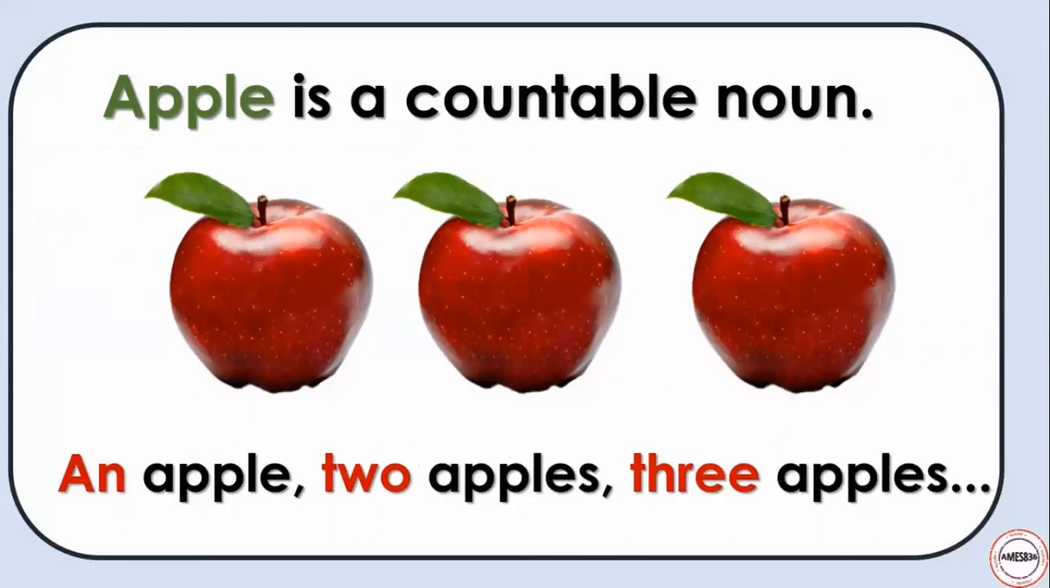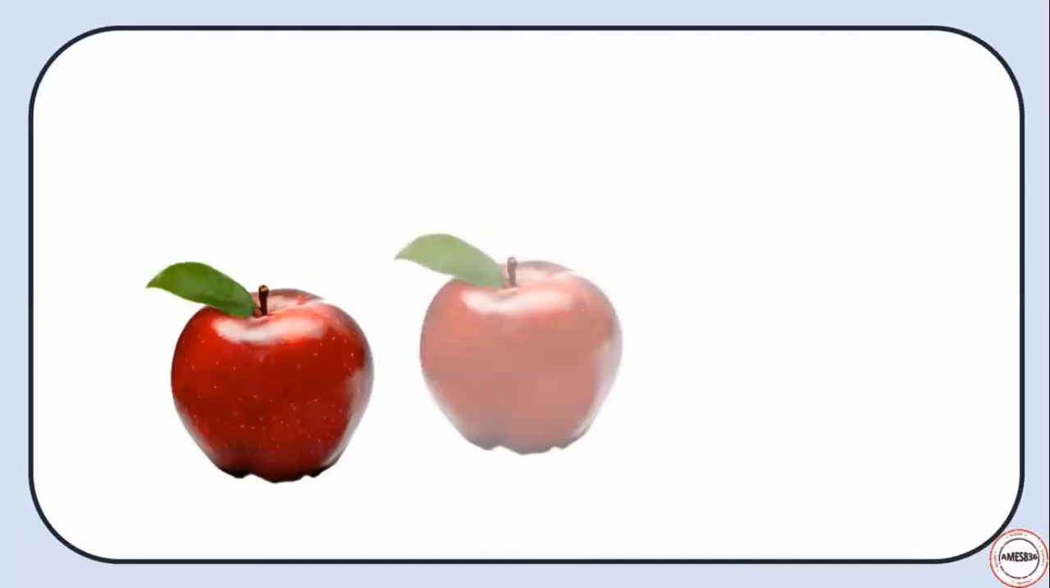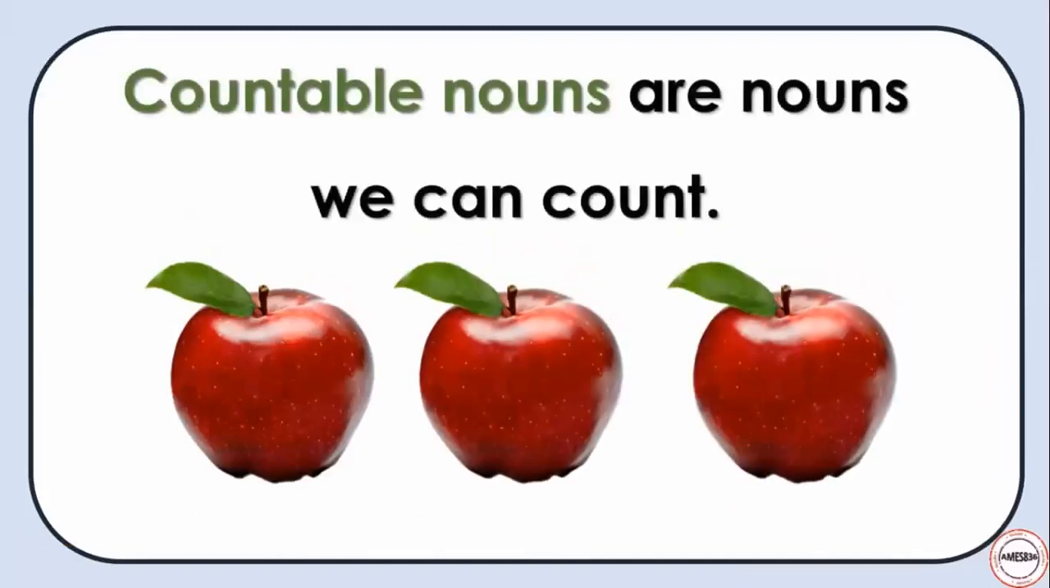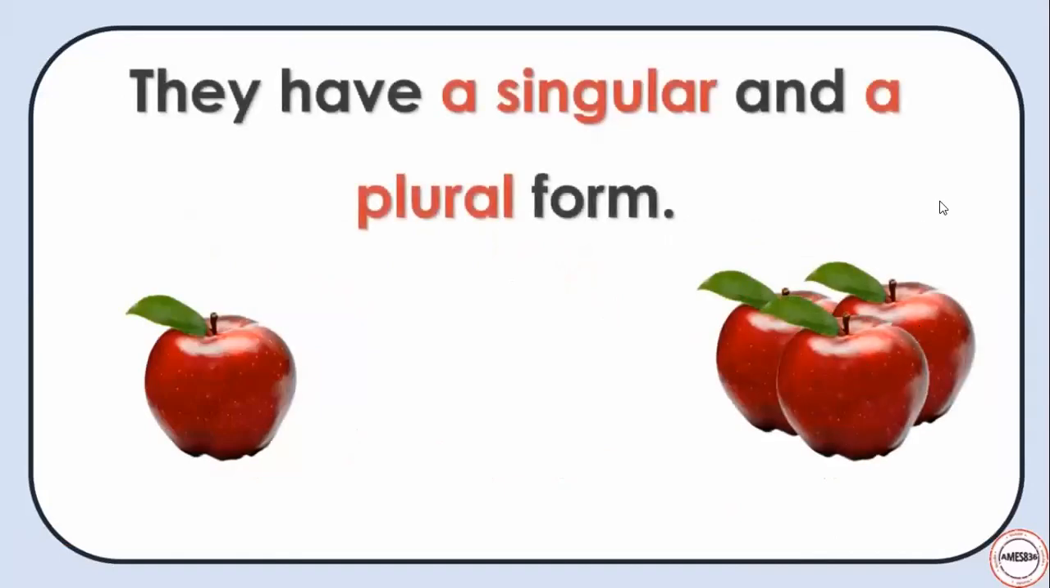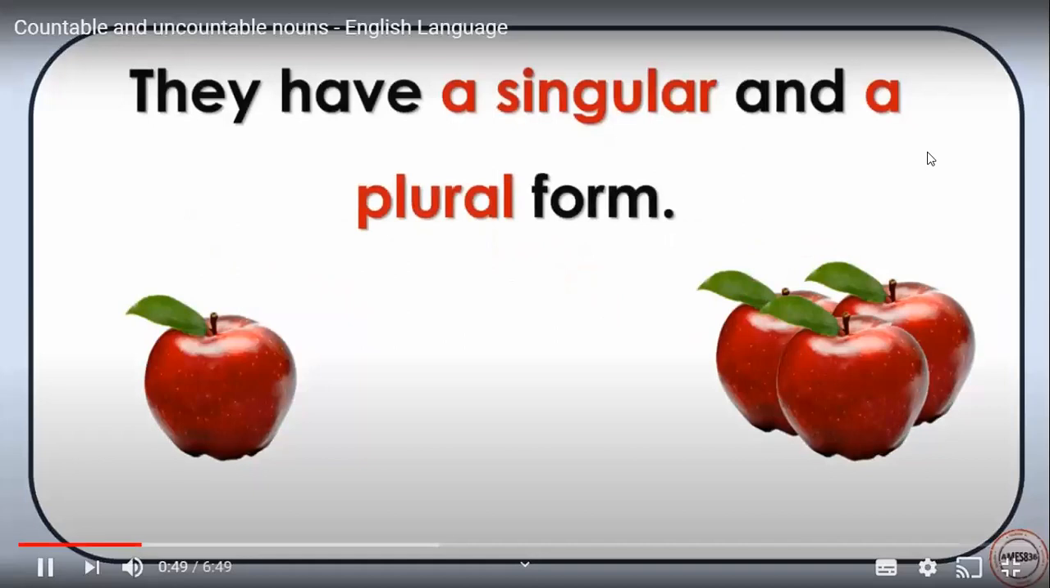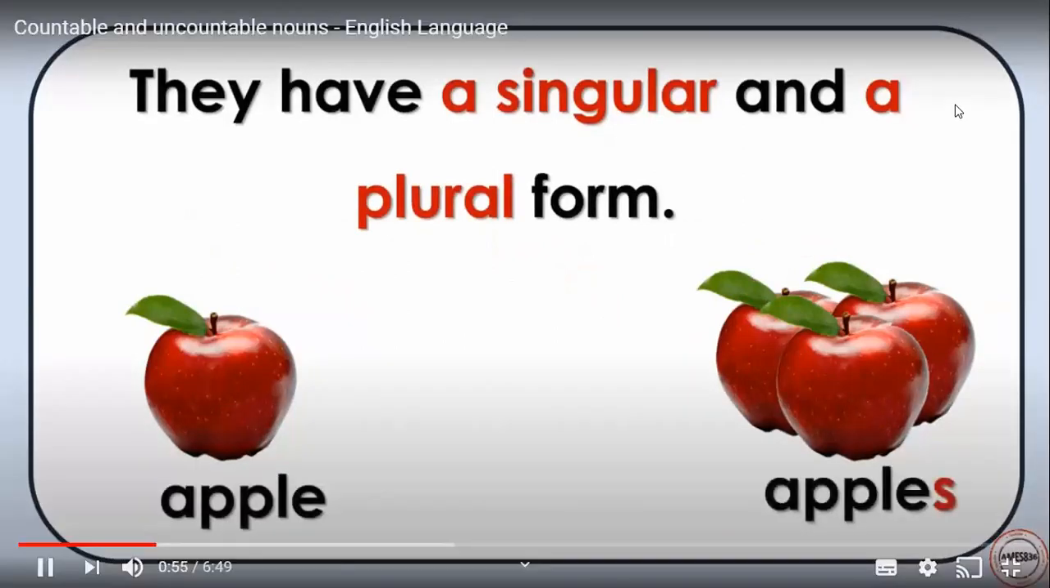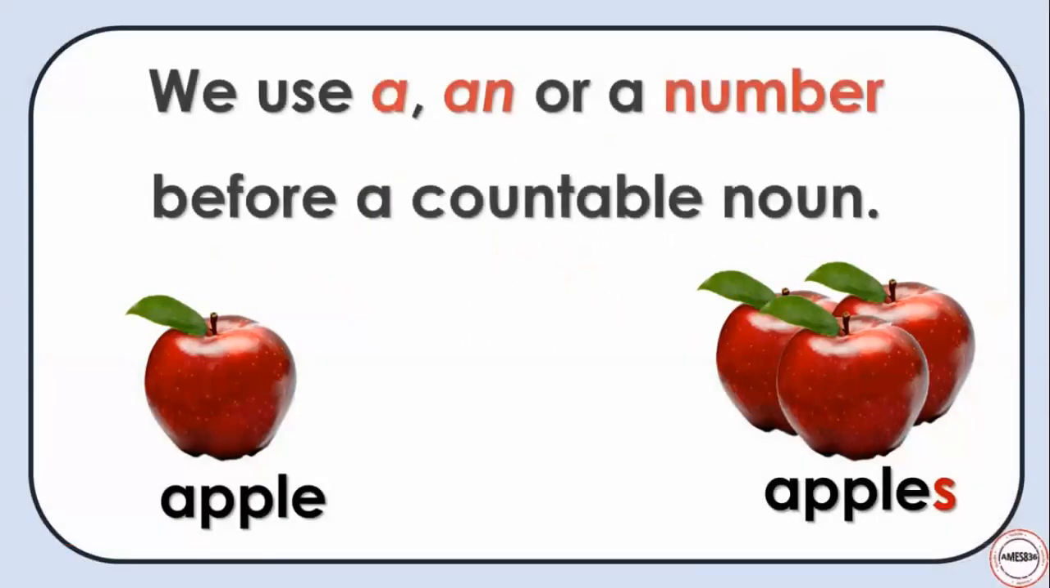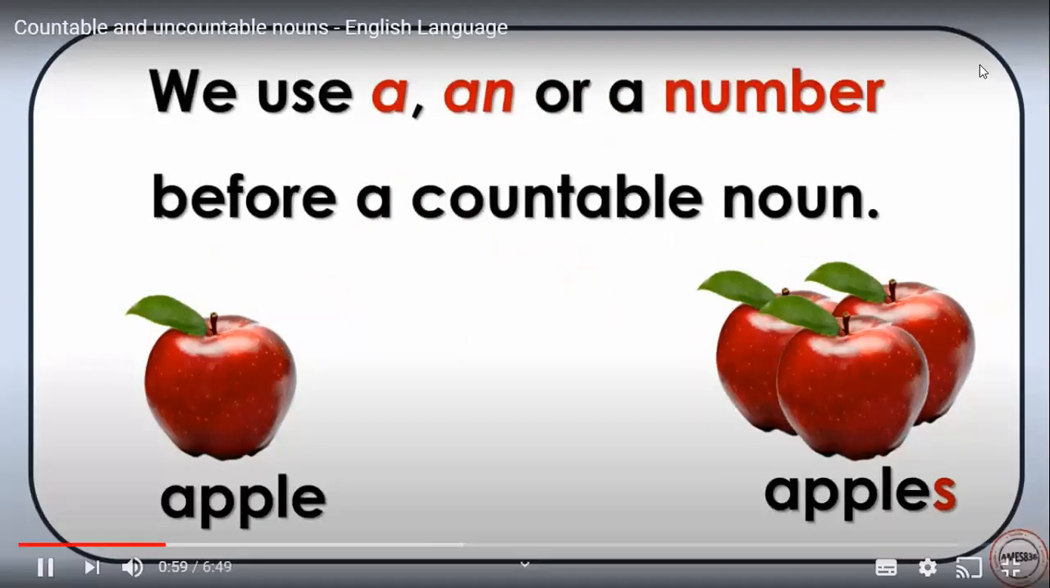Exactly. We can say an apple, two apples, three apples. Countable nouns are nouns we can count. They have a singular and a plural form. Apple. Repeat, apple. Apples. We use a, an, or a number before a countable noun. Exactly. An apple, three apples.